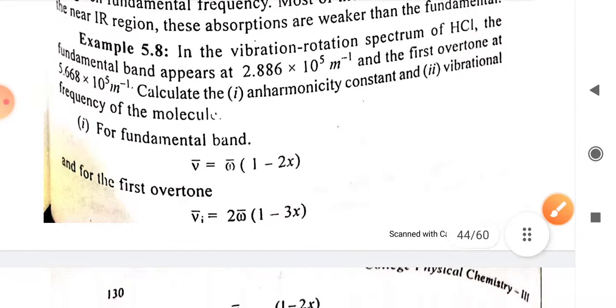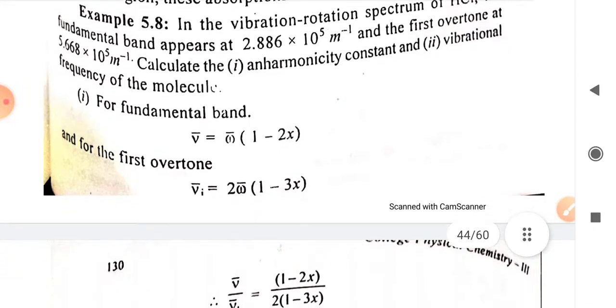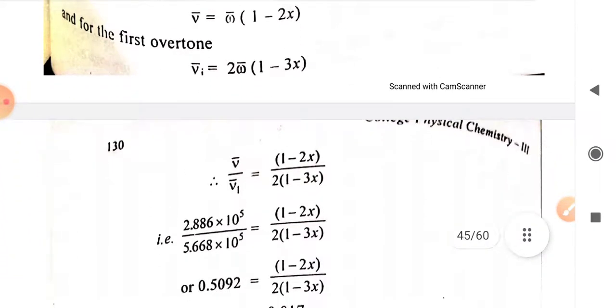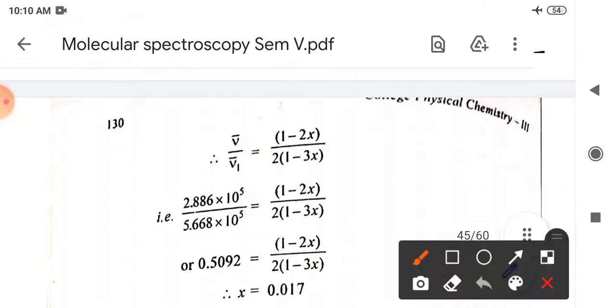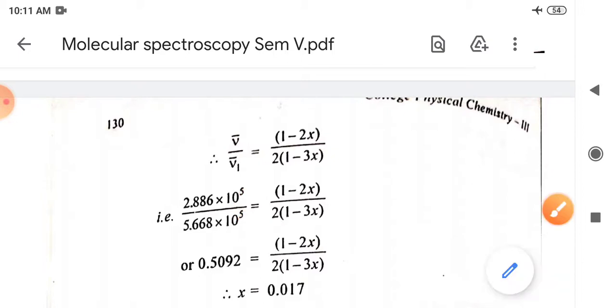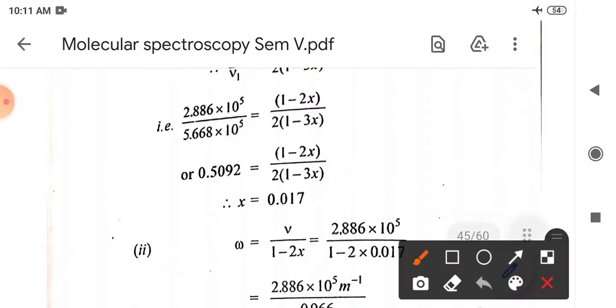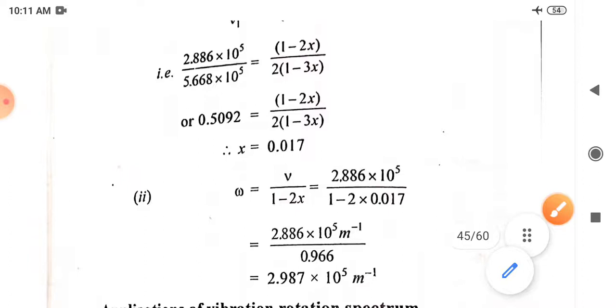So what have we been given? The values for the fundamental band and the first overtone. So simply substitute the values. The 10 raised to 5 terms get cancelled, and upon simplification, for the value of x we get the anharmonicity constant as 0.017.